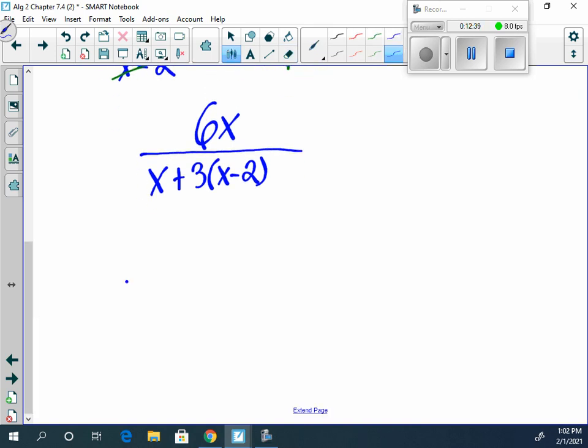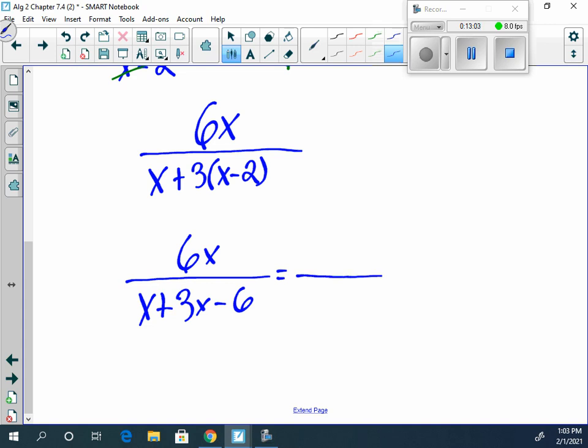Now, unfortunately, we're not quite done. We need to clean up, especially the denominator. We can't leave it as x plus 3 times x minus 2. We'll have to distribute the 3. Well, 3 times x is 3x. 3 times negative 2 is negative 6. So we're multiplying through by that 3. 3 times x, 3 times negative 2. Now, x plus 3x is 4x, so we have 6x over 4x minus 6.